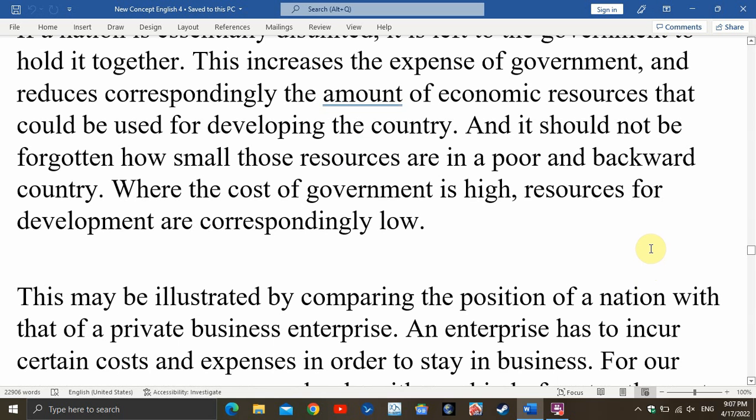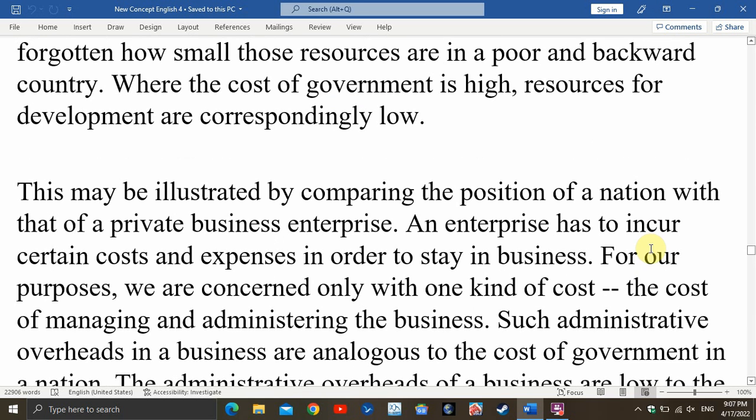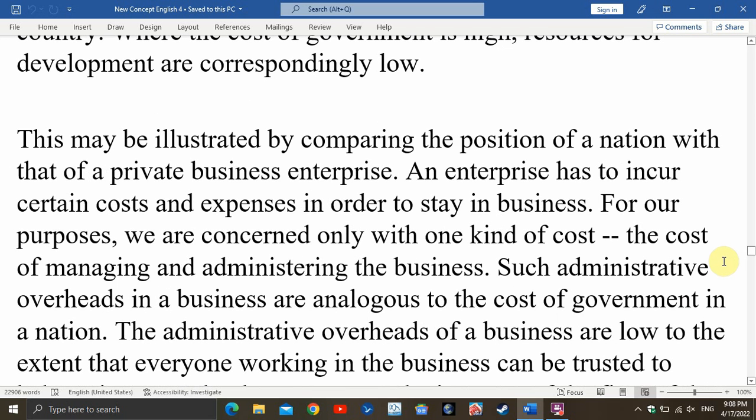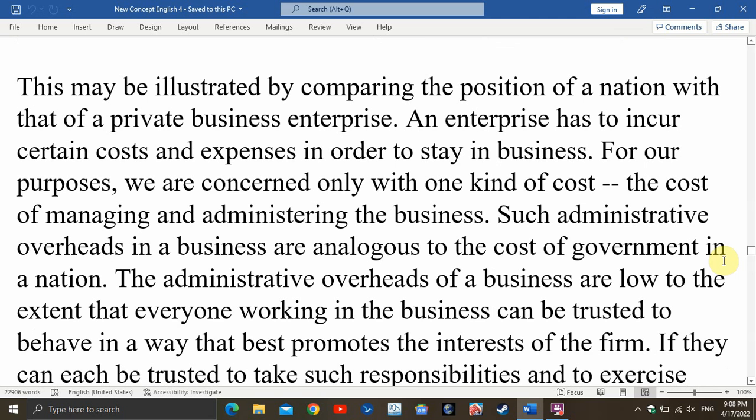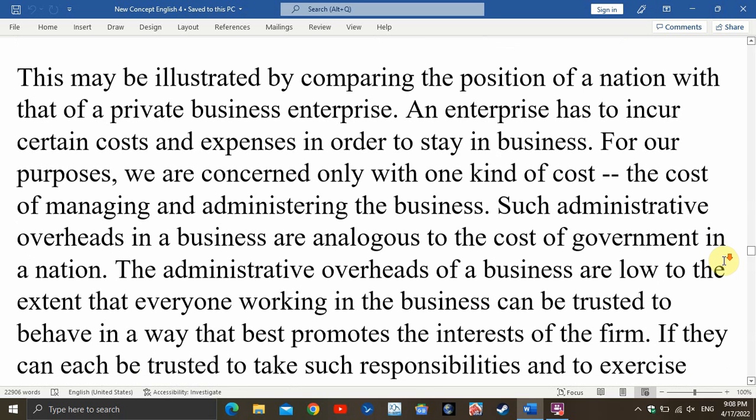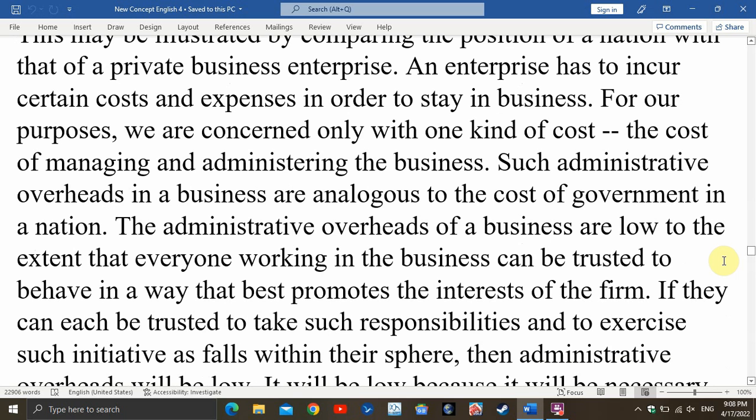Resources for development are correspondingly low. This may be illustrated by comparing the position of a nation with that of a private business enterprise. An enterprise has to incur certain costs and expenses in order to stay in business. For our purposes, we are concerned only with one kind of cost, the cost of managing and administering the business. Such administrative overheads in a business are analogous to the cost of a government in a nation.